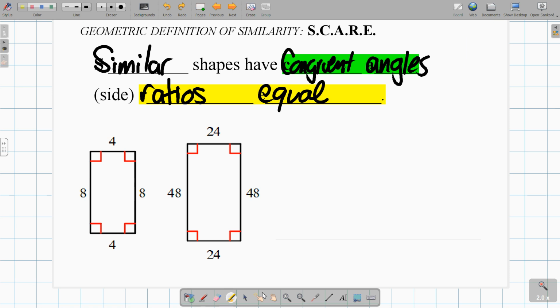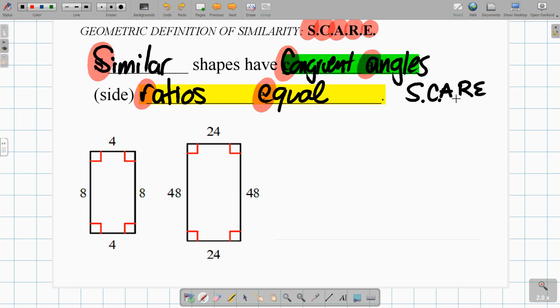The geometric definition of similarity is SCARE, S-C-A-R-E. It stands for similar shapes have congruent angles, side ratios equal. SCARE. Let me show you what I mean.